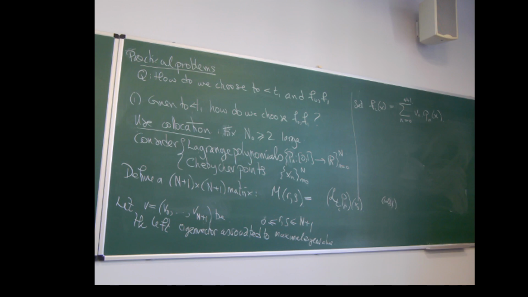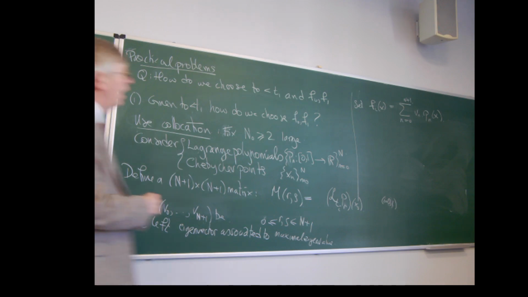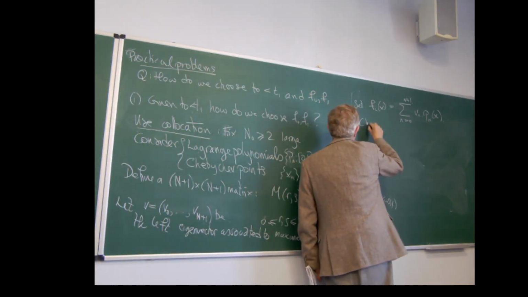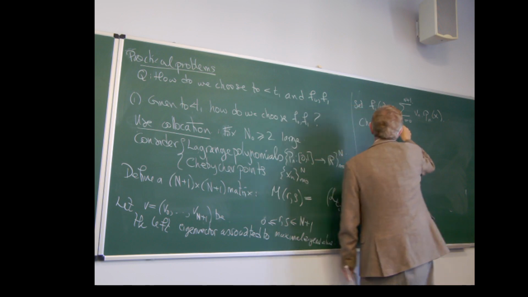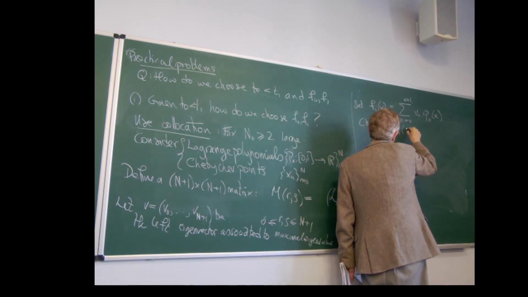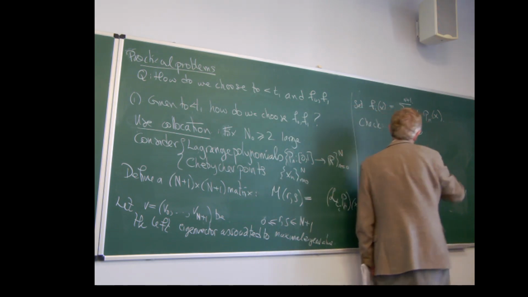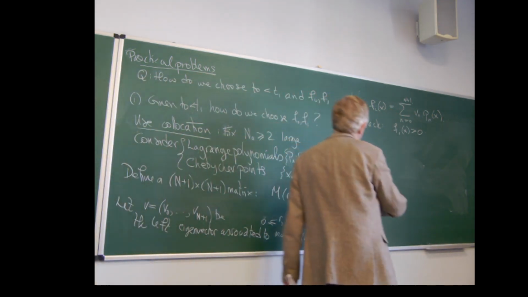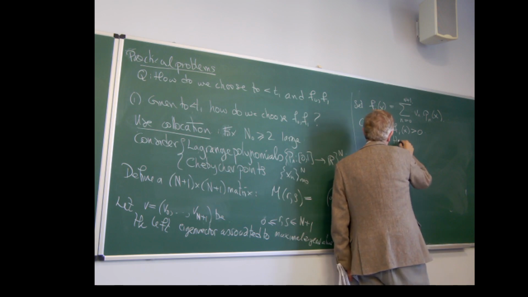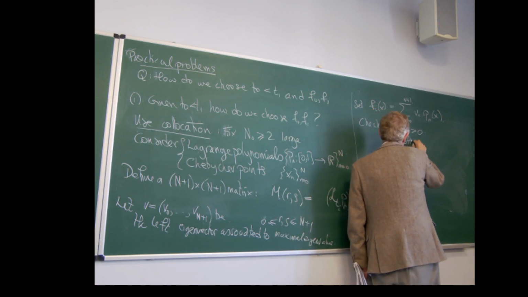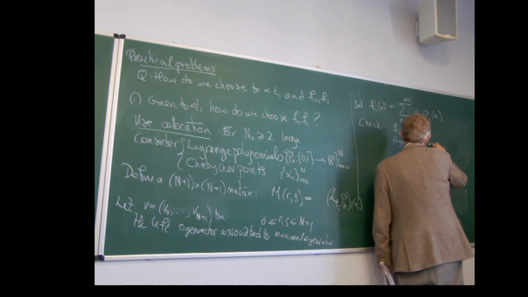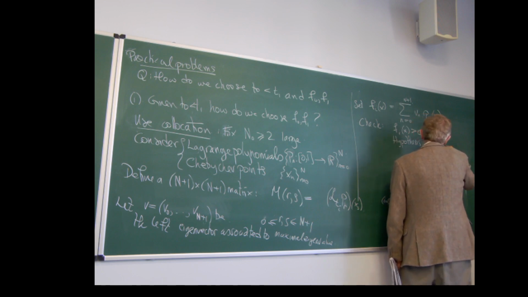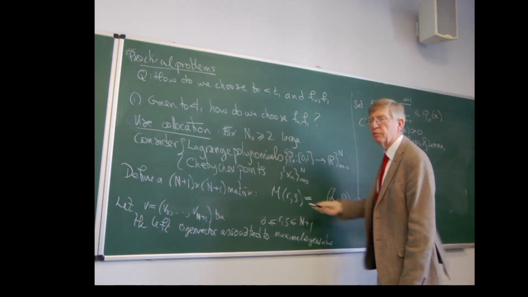But you have to check that this function that you're constructing has the right properties, so you have to check that it's positive, because there's nothing here guaranteeing it's positive. You have to check that. And you also have to check that it satisfies a hypothesis. What happens if it doesn't? Well, then you just choose a bigger value of n and try again.